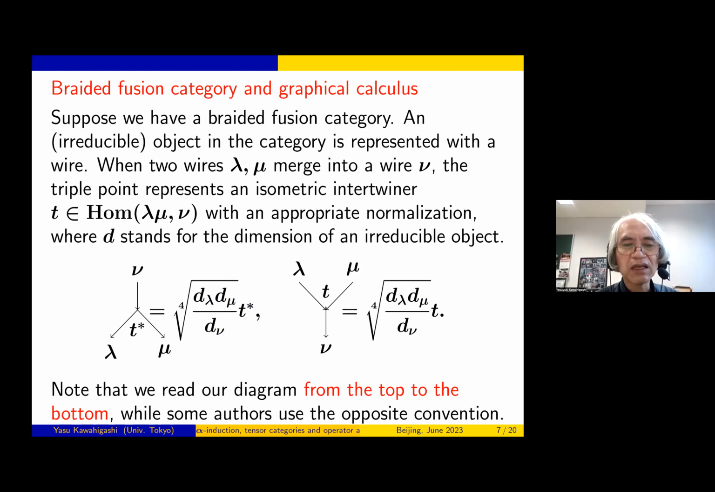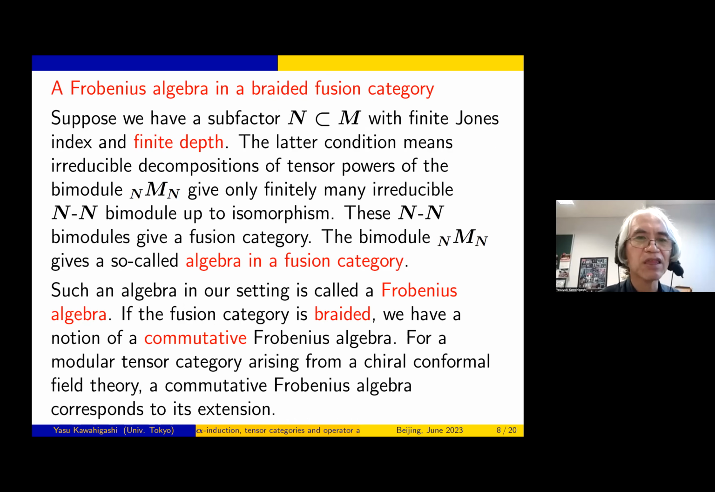Note that in this setting, we read our diagram from the top to the bottom. For the left picture, this is an intertwiner from nu to lambda mu, so from the top to the bottom. Some authors use the opposite convention. They read the diagram from the bottom to the top, but I use this convention in this talk, and it doesn't matter so much. Then a Frobenius algebra in the braided fusion category.